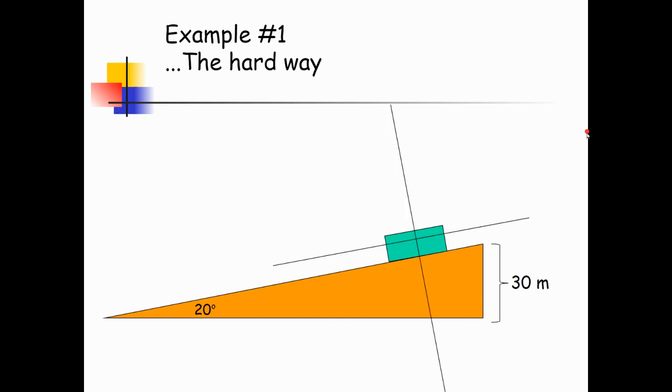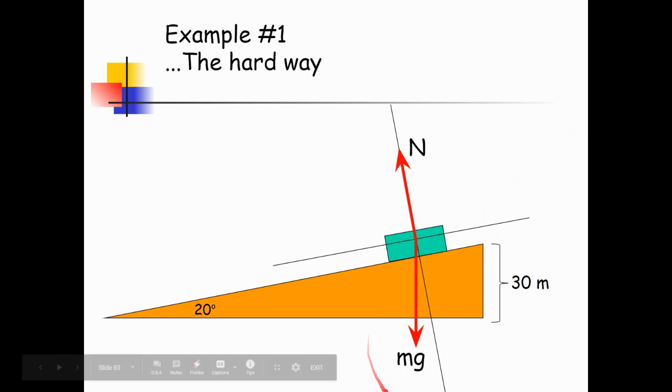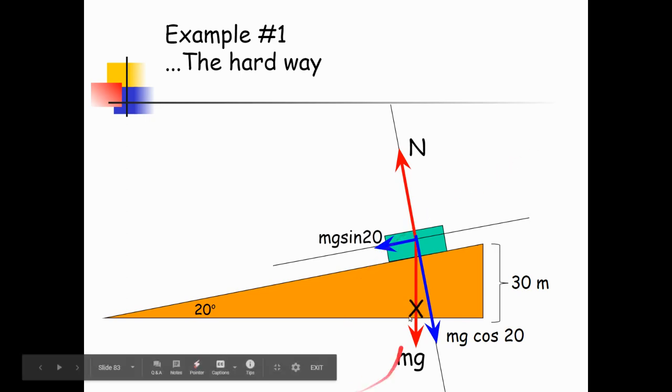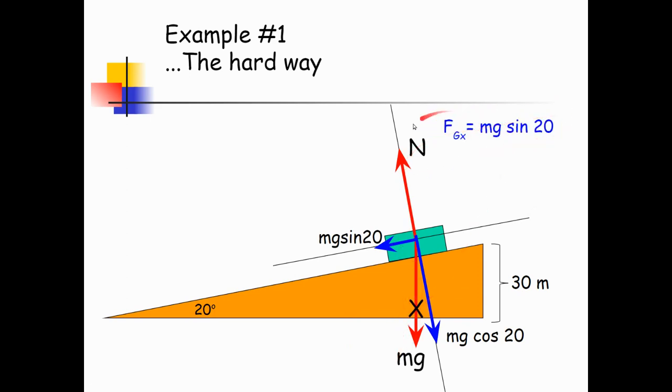So the way that we used to do this with forces is we would draw our gravitational force, or mg, and our normal force, n, and we would find our gravitational force x and y components. So in the y direction it would be mg cosine theta, and in the x direction it would be mg sine theta. And then I would be able to just cross out this gravitational force. So in other words, my gravitational force in the x direction is this mg sine of 20 degrees.